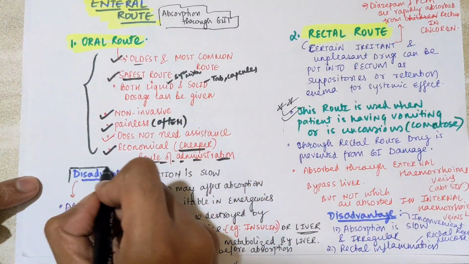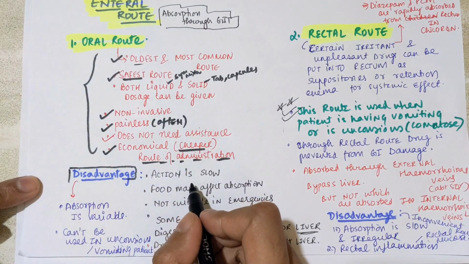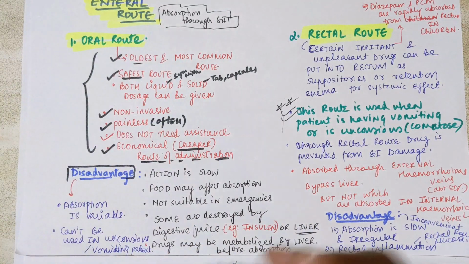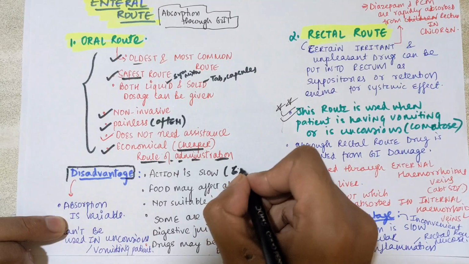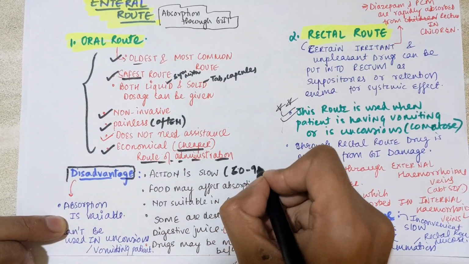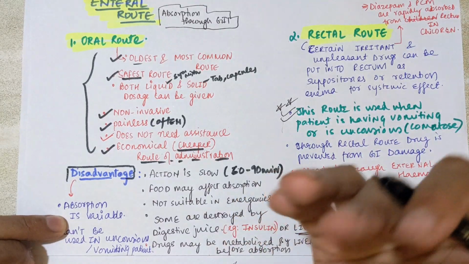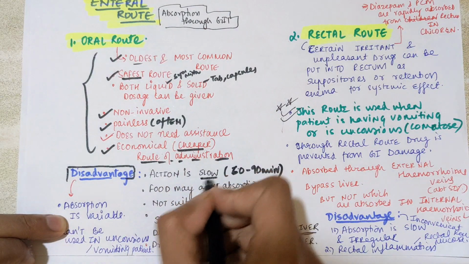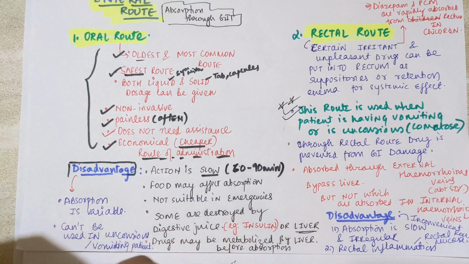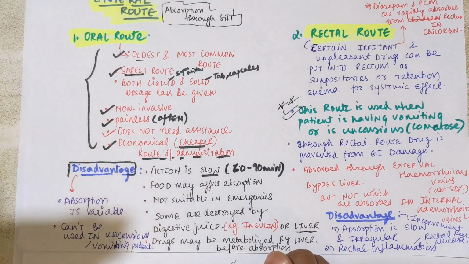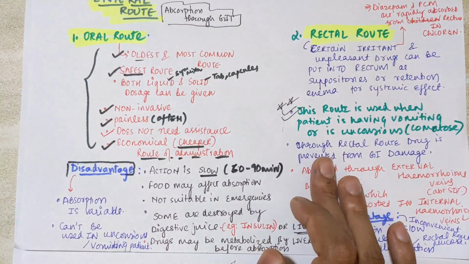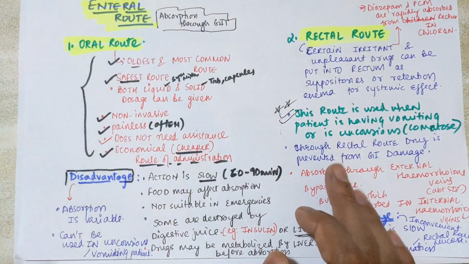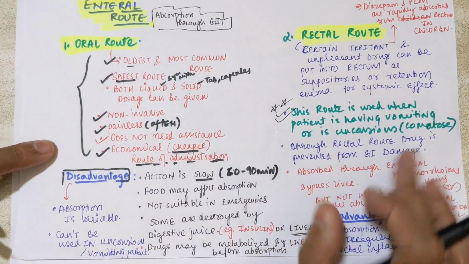Now if we go to the disadvantages, the first point is that the action is slow. This means the action of the drug will come after around 60 to 90 minutes. After 60 to 90 minutes of administration through the mouth, the drug will show its effect. That is why the action is slow, and that is why you can't give the drug in emergencies. If the patient is having emergency pain or any type of emergency case, you have to give the medicine, so in that case you will avoid the oral route. That is the main disadvantage of the oral route, the first point.